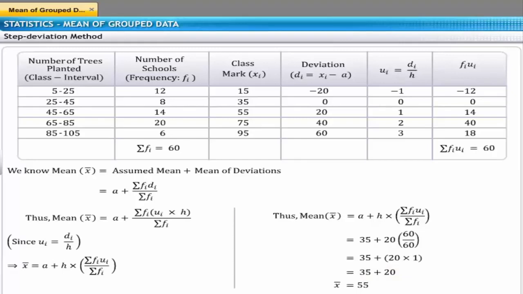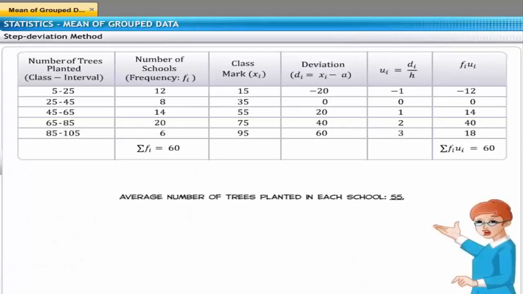This method is called the step deviation method. It is also used to find the mean of grouped data. Thus, we see that the mean found using the step deviation method is in agreement with the value of the mean found using the assumed mean and the direct method.